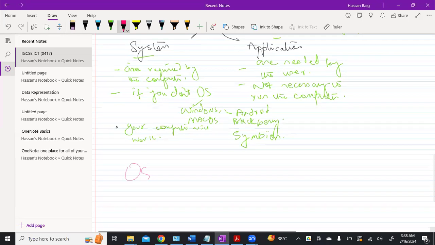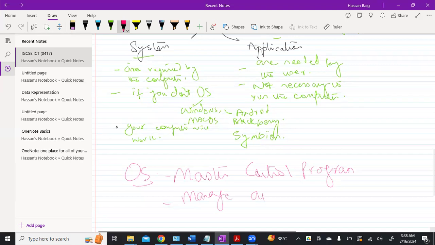So operating system is basically the master control program. And when we talk about master control program, that means it is the most fundamental thing, and we will discuss its features. You will have an idea: master control program means it is the duty of an operating system to manage all the resources.